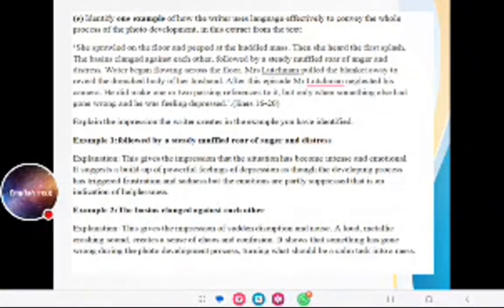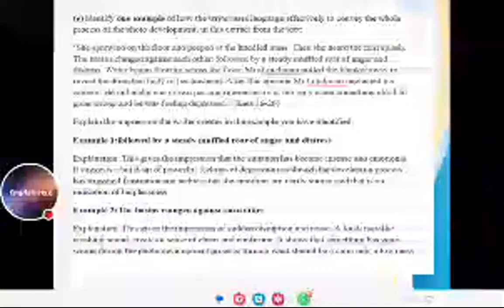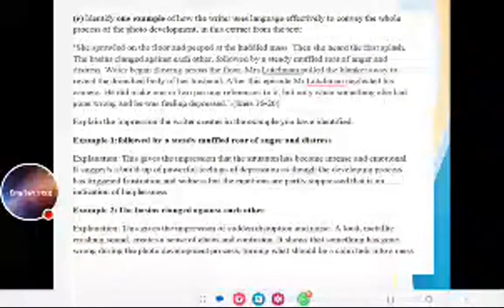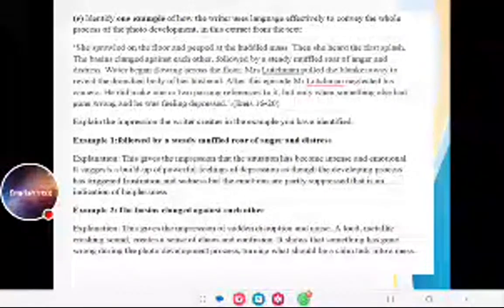This gives the impression of sudden disruption and noise. The word clang shows that it is a kind of disruption and noise. A loud sound creates a sense of chaos and confusion. It shows what should be a calm task turning into a mess. So this clanging of the basins, the utensils, shows that a certain process that demanded peace, that demanded a calm environment, has ended in a complete mess.